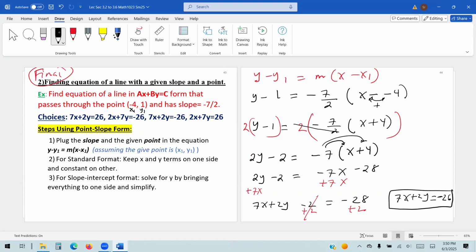Our goal is to have x and y together as positive. So we have x and y together. We don't want the x to be a third wheel. So x and y together, and the constant is the third wheel, so we just keep it out and put it on the constant side.